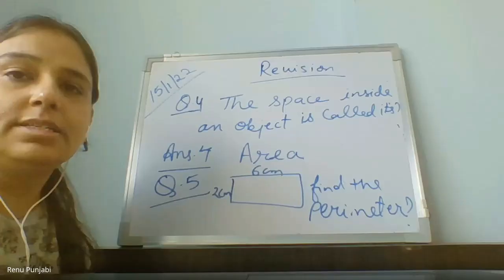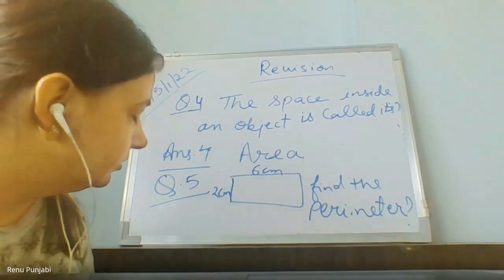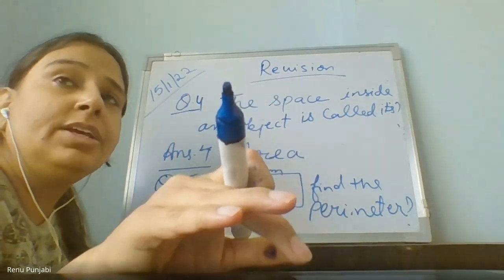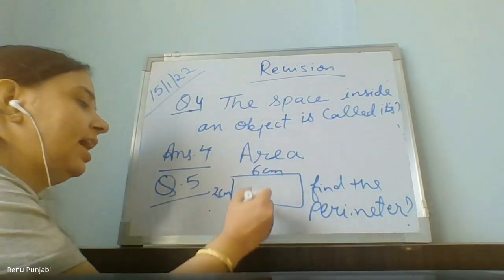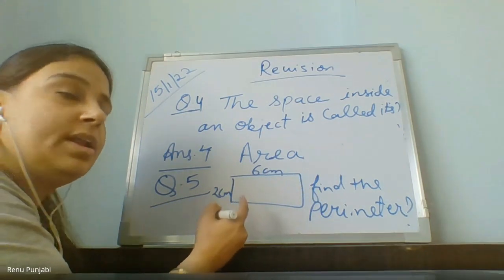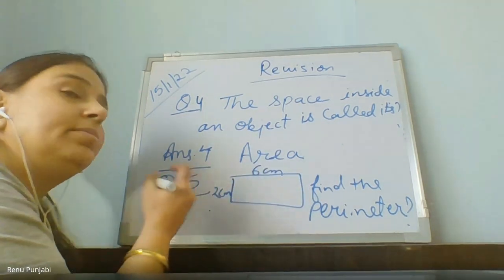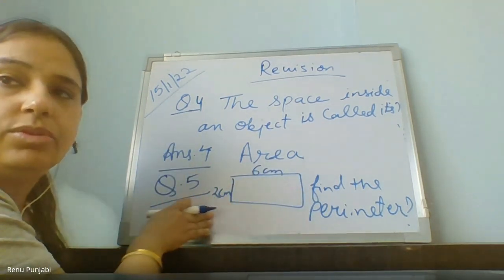Ma'am, I can say the formula, please. Yes. Ma'am, the formula will be 6 plus 2, then multiplied by 2. So 6 plus 2 equals 8, and then 8 multiplied by 2 equals 16 centimeter. So we can find the perimeter of a rectangle in two ways: either add all the sides, or add two sides and multiply by two.